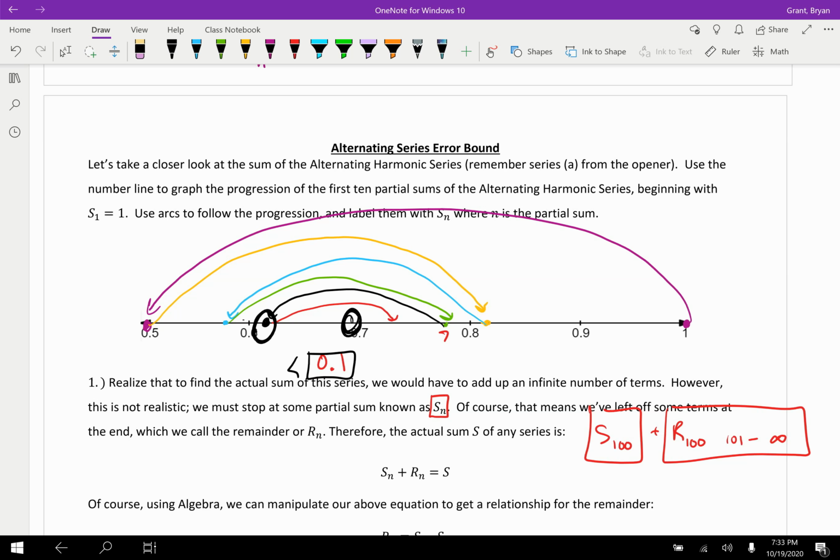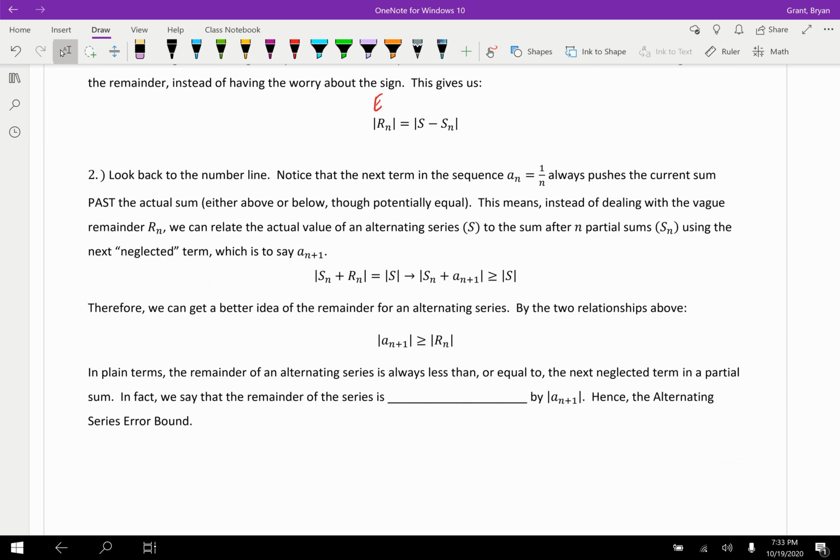So what we can say is that the amount we're wrong by, the error, has to be less than the next thing that we're adding. And that's really, really powerful. So I'm going to try to put this in a more specific mathematical sense. The next term, which a lot of times I will call the next neglected term, because it's the term we left off with, will always push the current sum past the actual sum. If you're adding, it'll push it above or to the right of the actual sum. If you're subtracting, it'll bring it below or to the left.